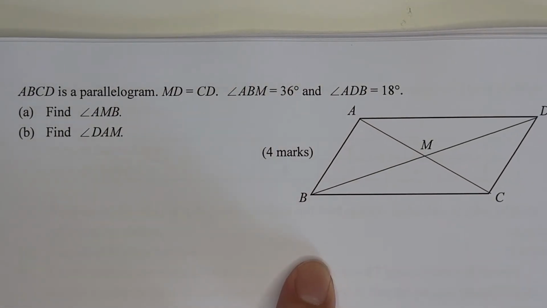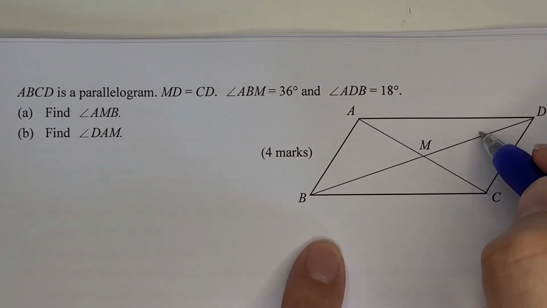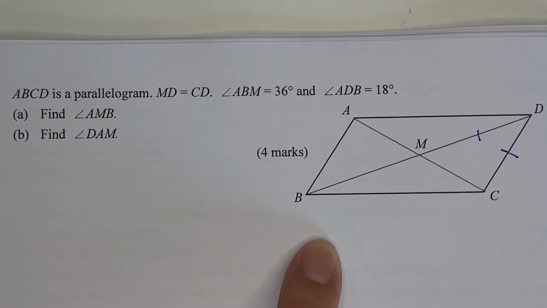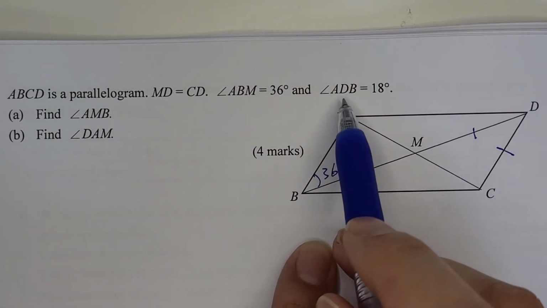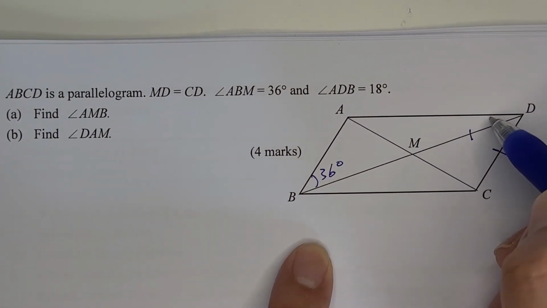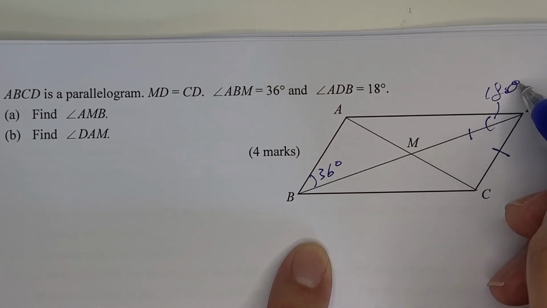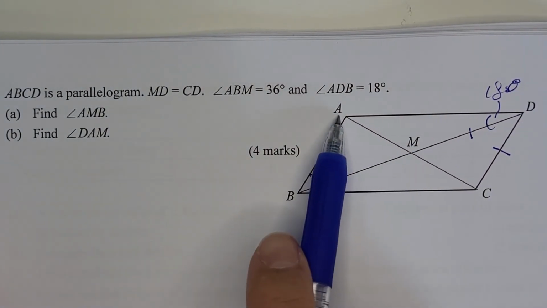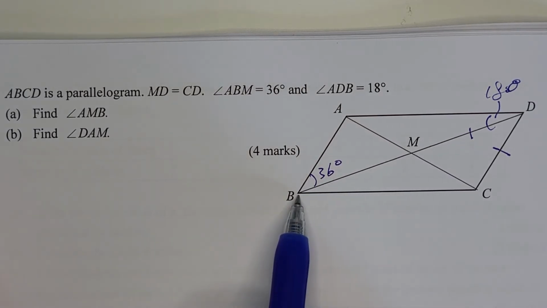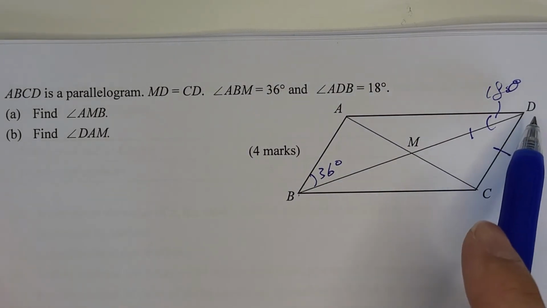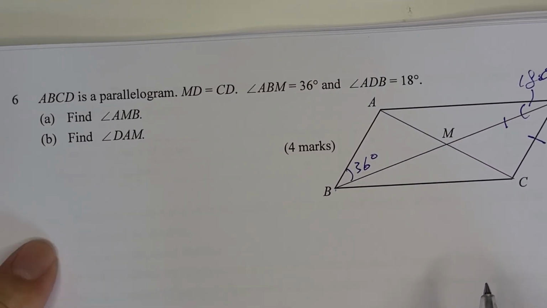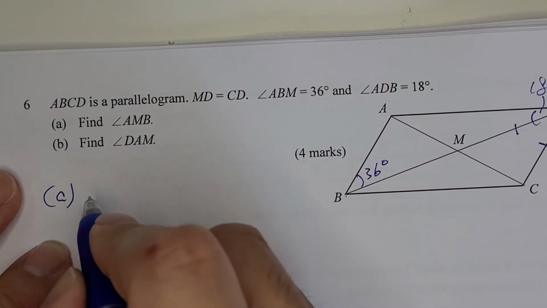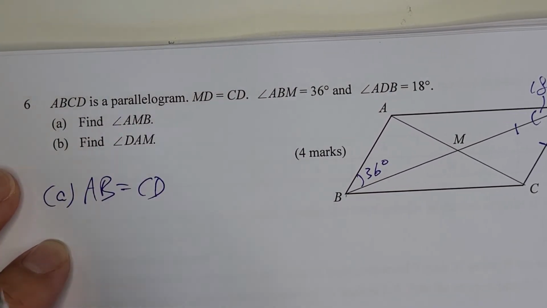ABCD is a parallelogram. MD equals CD. Angle ABM is 36 degrees. And also angle ADB is 18 degrees. Now you need to find out angle AMB and also angle DAM. So let's see what we can do. First one, we know that AB will equal CD actually.